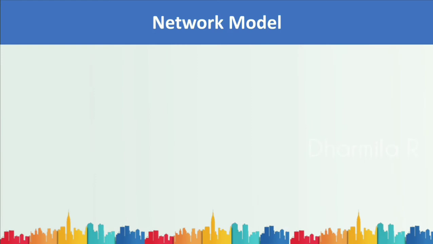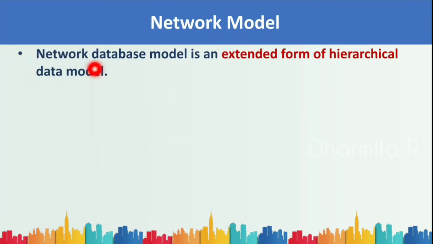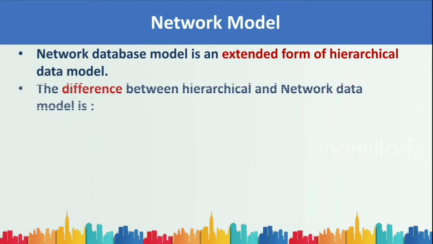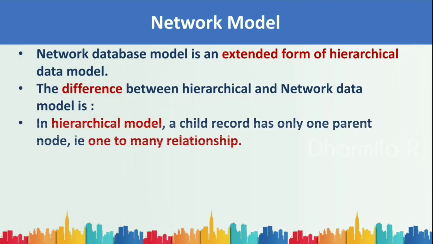Okay, now let us move on to the third model, that is the network model. Network database model is an extended form of the hierarchical data model. The difference between hierarchical and network data model is, in the hierarchical model, a child record has only one parent node, that is one-to-many relationship. So one-to-one and one-to-many relationship is possible.